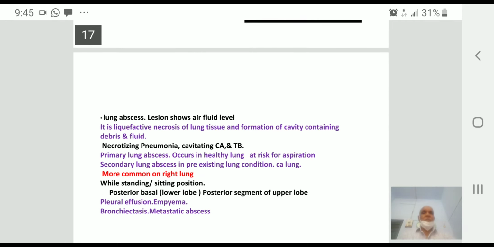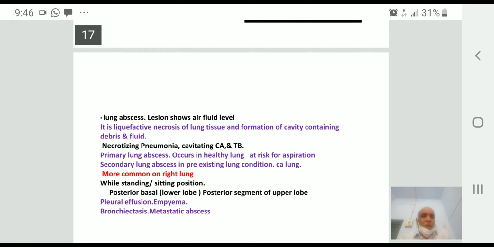Now the definition of lung abscess. It is a liquefactive necrosis of the lung tissue and formation of a cavity containing debris and fluid. Common causes of lung abscess showing an air fluid level: one is necrotizing pneumonia, second is cavitating carcinoma, third is pulmonary tuberculosis.